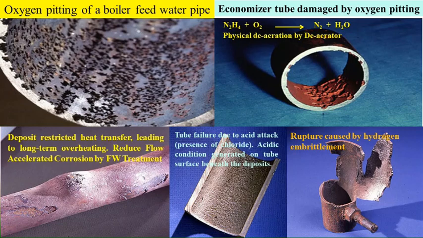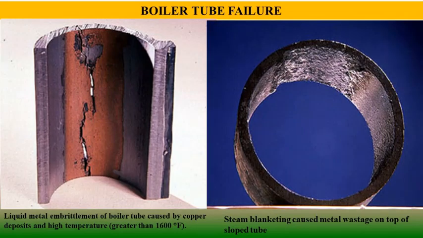Oxygen pitting, then internal deposits or acid attack or hydrogen embrittlement, these are quite common effects of impurities present within the boiler water, and that can damage the tube metal or flow passages and affect the performance of the system. So naturally we have to take care of water treatment accordingly.